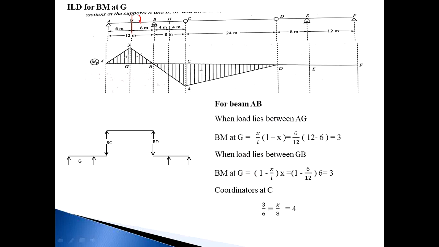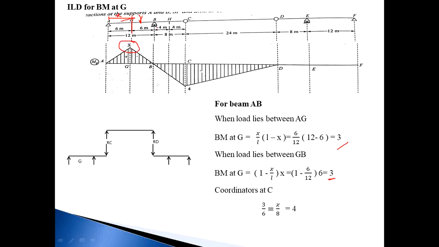Then next I want to cross check when the load lies between B and G. Bending moment at G is equal to, consider RA now, RA into X. RA value is equal to 1 minus X by L, into the distance X. Now put X is equal to 6. So 1 minus 6 by 12 into 6, that is 3. When the load lies between A and G, the answer is 3, and when the load lies between B and G, the bending moment at G is also 3. So both conditions give the same value, 3.